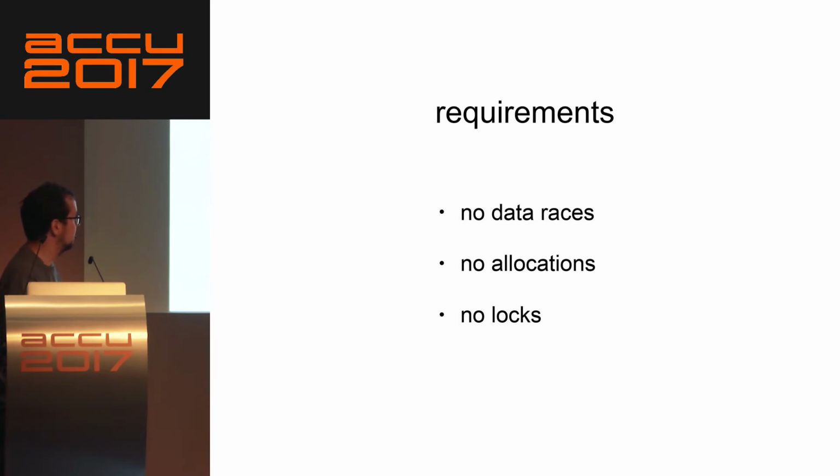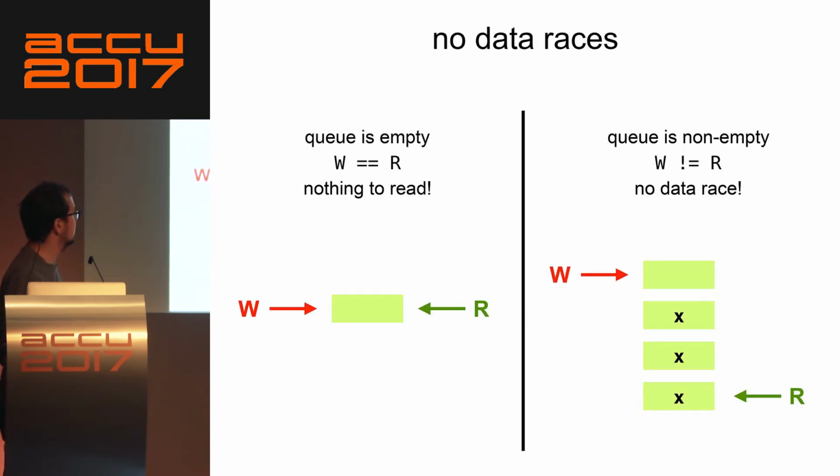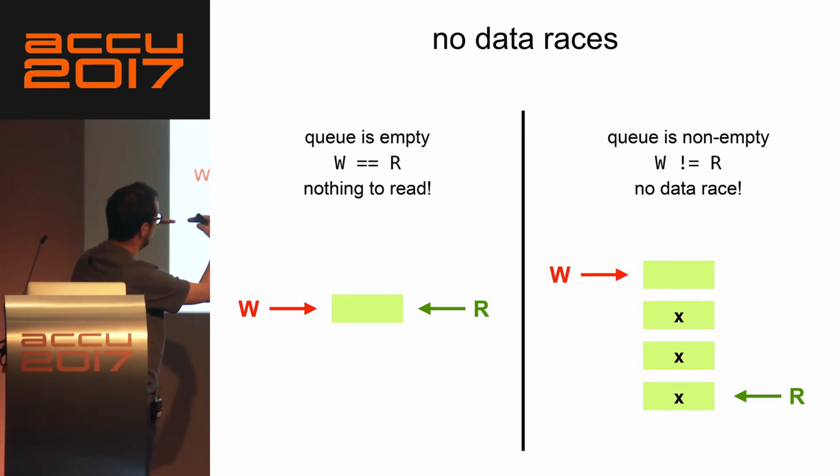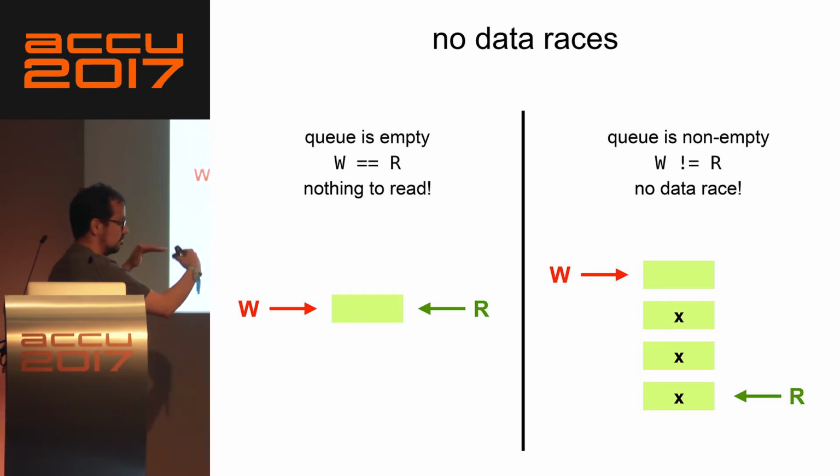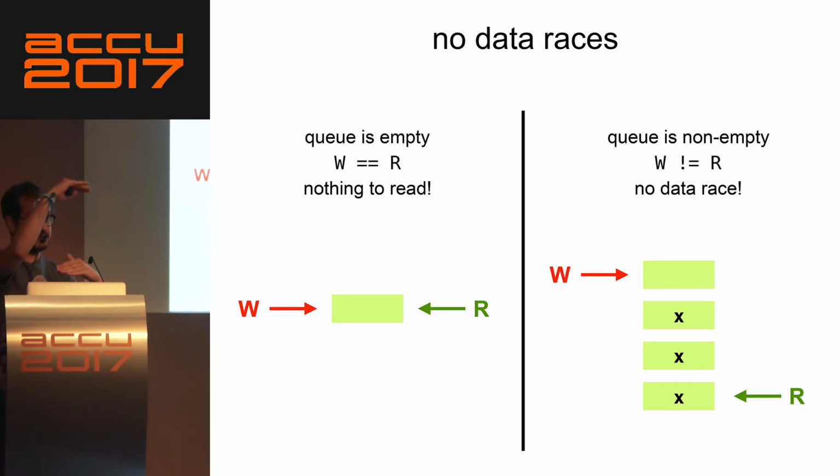So first of all, let's talk about data races. If you have single producer, single consumer, that's actually quite simple, because if the queue is empty, then the writer and reader point to the same object, but there's nothing to read. So there's not going to be a race, because no one's going to try to read something that's not there. And whenever the queue is non-empty, the writer and reader point to different points in memory. So you're not going to have a race there, because you're not going to write and read to the same location. So no data races, easy.